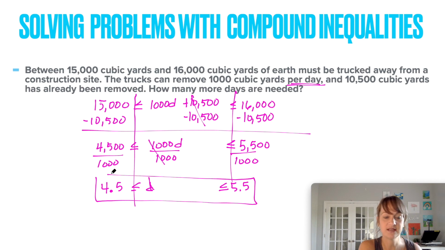Now, what does that tell us? That tells us that it's going to take between 4.5 and 5.5 days in order to truck away that amount of earth from the construction site. So again, you could write it like this, or you could also write it as the fact it can be between 4.5 and 5.5 days.